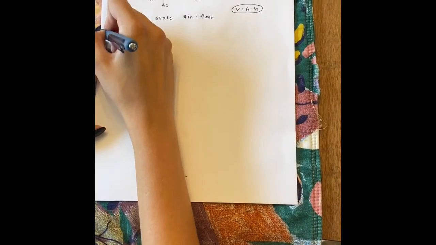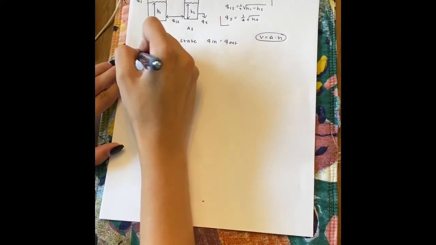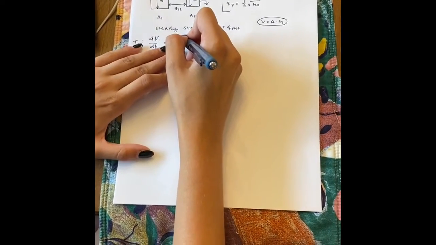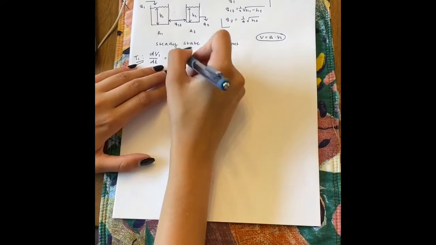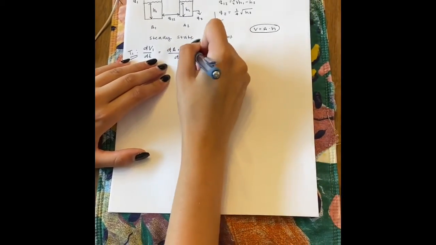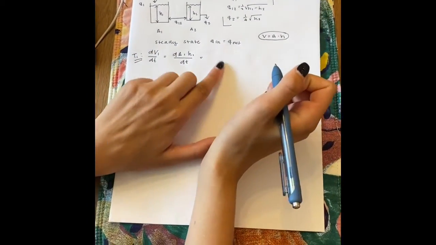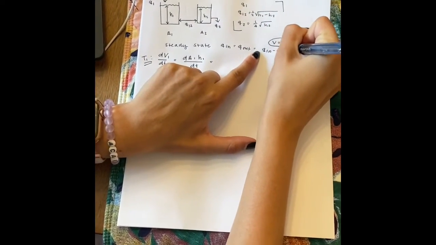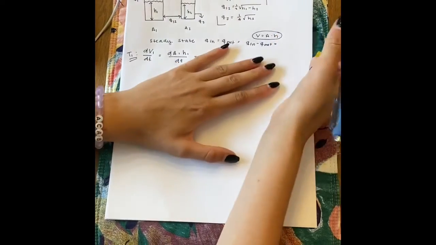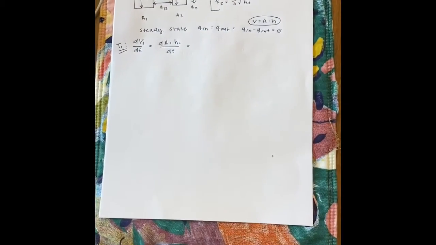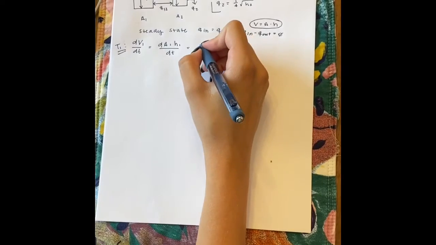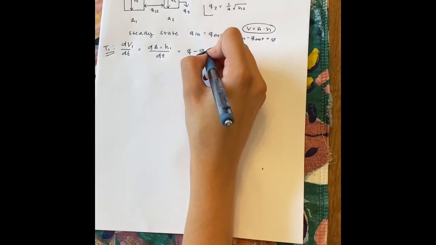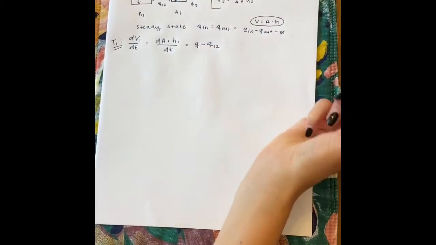And so for tank 1, we'll focus on tank 1 first. We can say that the change of the area of tank 1 times the height of our fluid in tank 1 over time equals our flow in minus our flow out, because we can write this as Q in minus Q out equals 0, or whatever value we want to set it to. And so Q in is just Q1 minus Q1, tank 1 to tank 2.